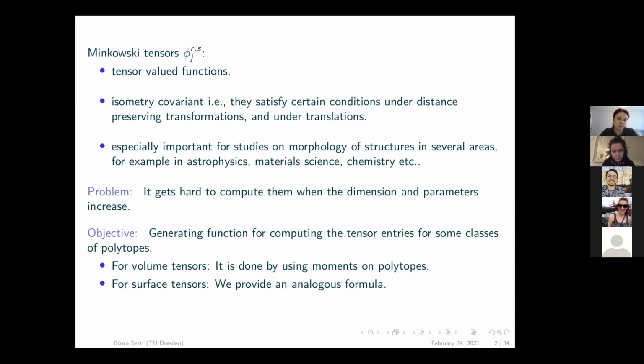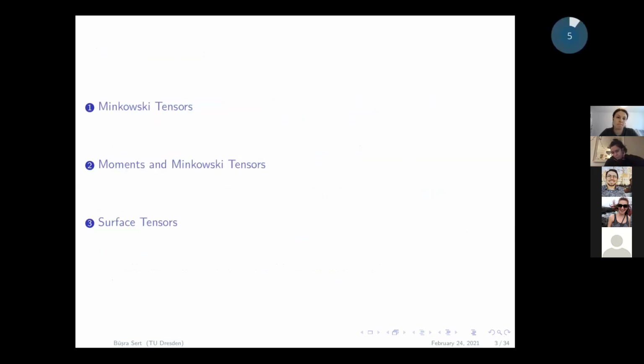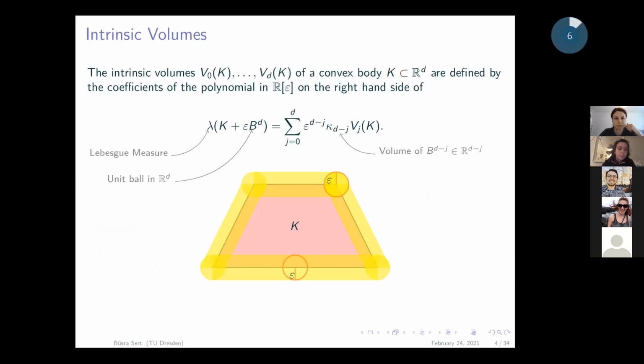So this is the general motivation. During the talk, I will first give definitions and the background for Minkowski tensors, then we will talk about the connection between moments and Minkowski tensors, and then I will continue with surface tensors. I said that Minkowski tensors are generalizations of intrinsic volumes. Intrinsic volumes give scalar data about the geometry of a convex body.